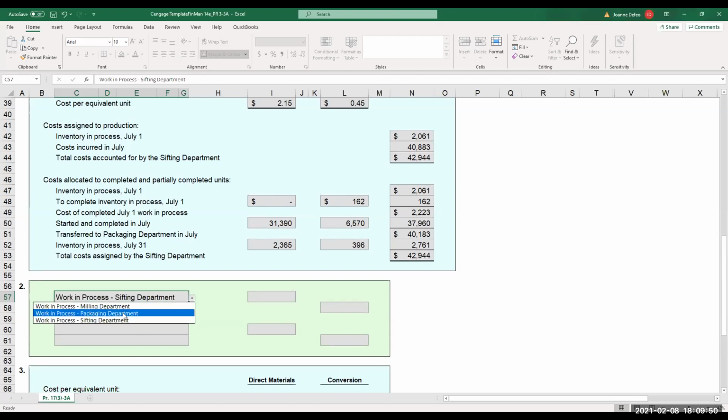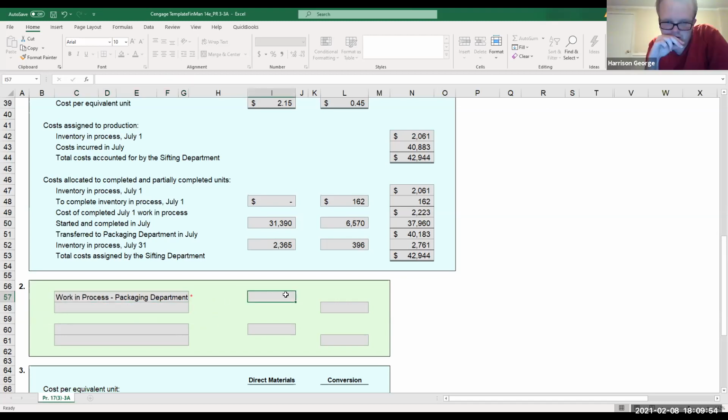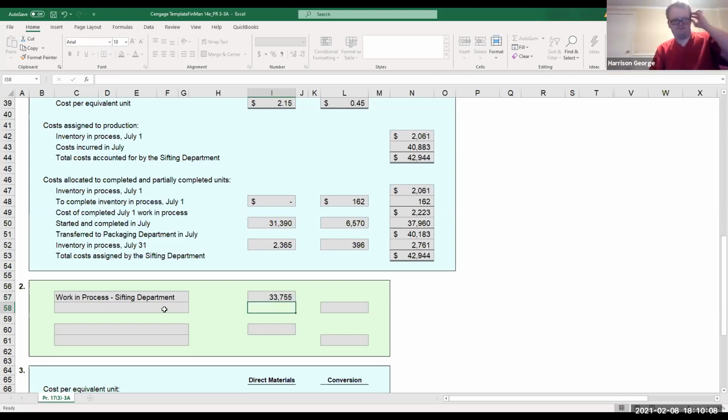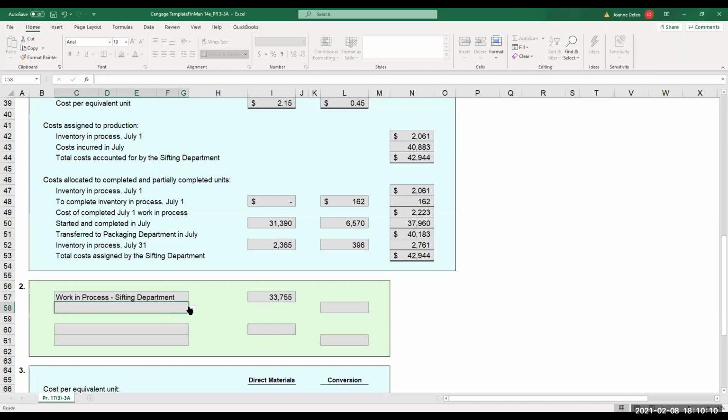Let's see what happens if we pick the wrong department. It's going to be a red star. So guess what? Just keep trying till you get the right department. It doesn't like that one. It wants the sifting department. And then we put the 33,755. And here we're taking it out of the milling department.